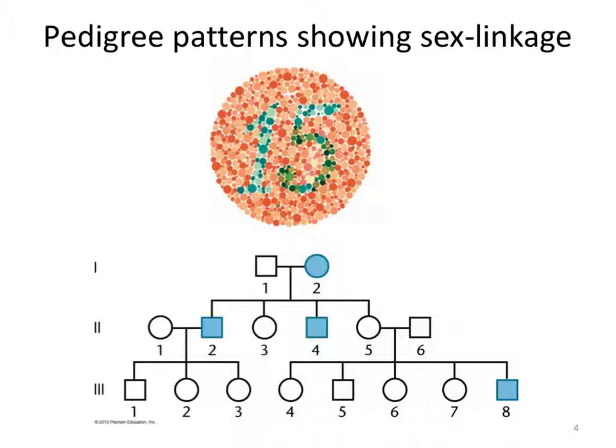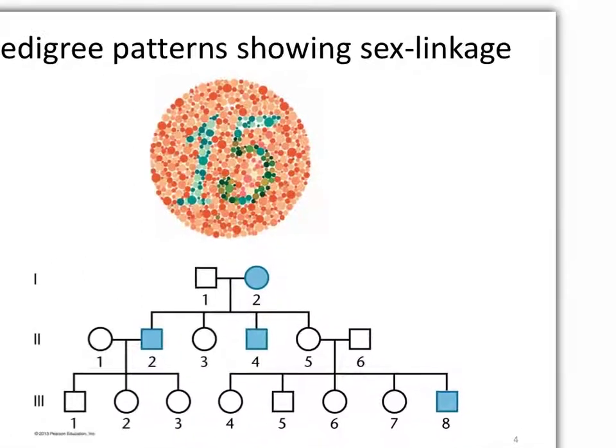If you are red-green colorblind, then you can't see the number 15 embedded into this red dot circle. Red-green colorblindness is an X-linked recessive condition. It's typically seen in males, because in females, if they carry the mutant allele, it's masked by the dominant wild-type allele, so they don't show the phenotype.